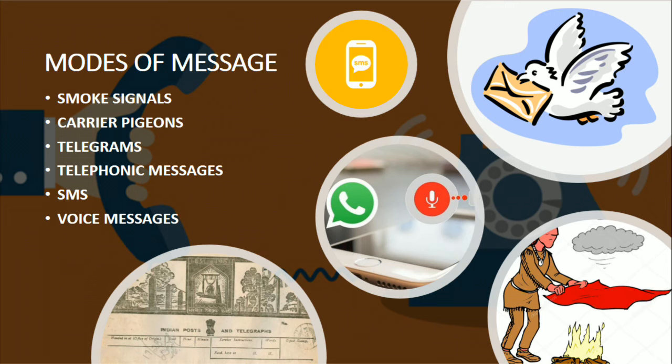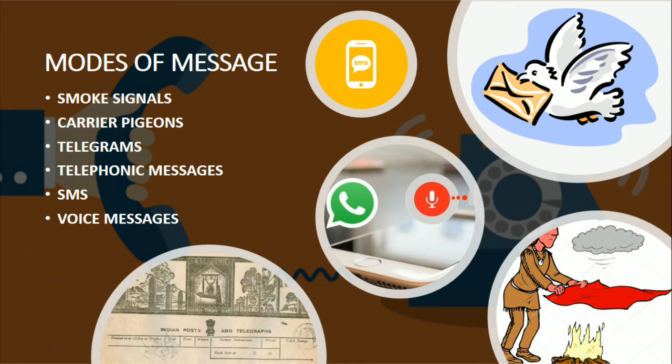First is smoke signals. The smoke signal is one of the oldest forms of long distance communication. It is a form of visual communication used over a long distance. In general, smoke signals are used to transmit news, signal danger, or gather people to a common area.